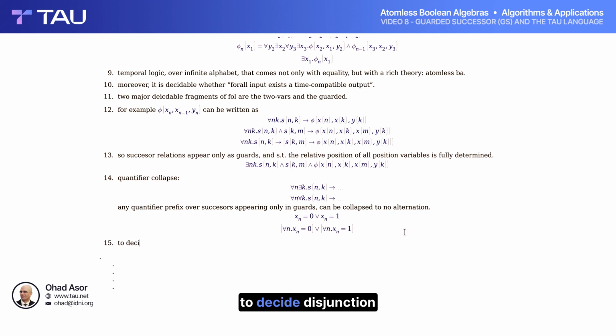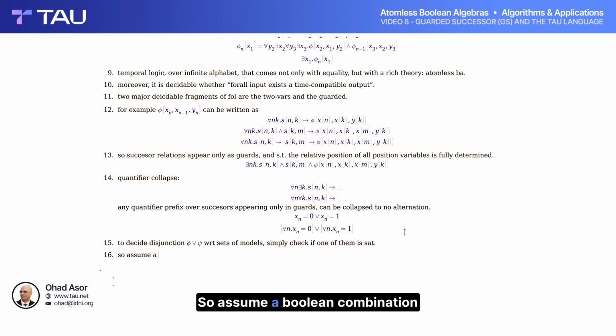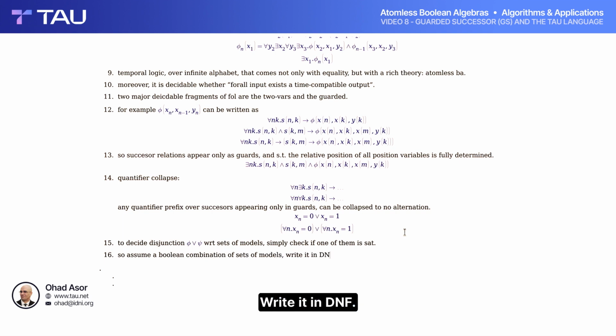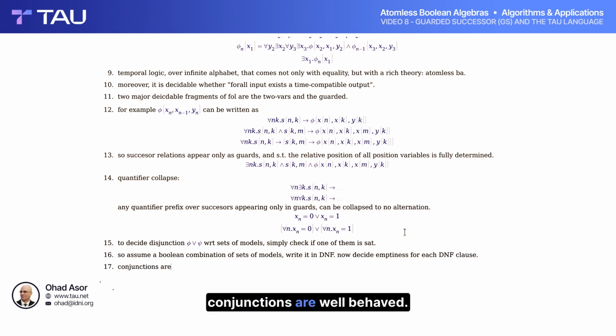Now, to decide the disjunction of two formulas with respect to sets of models, that's very easy. I simply check if one of them is satisfiable. So assume a Boolean combination of sets of models, write it in DNF. Now decide emptiness for each DNF clause. Conjunctions are well behaved.